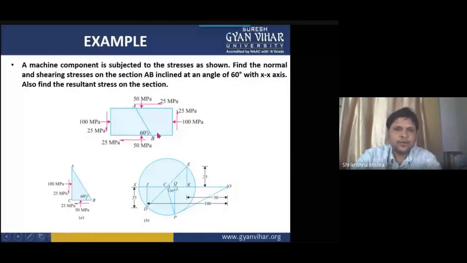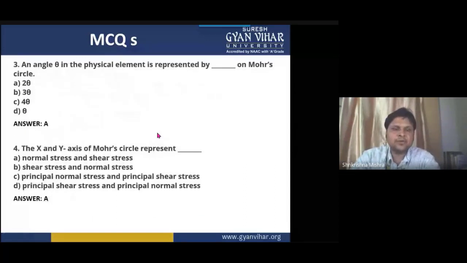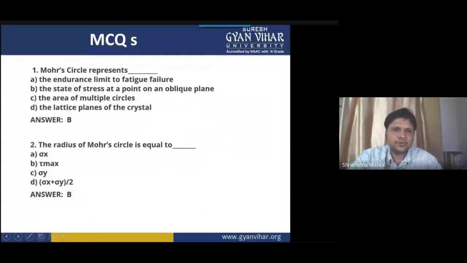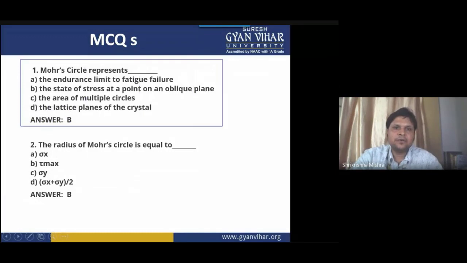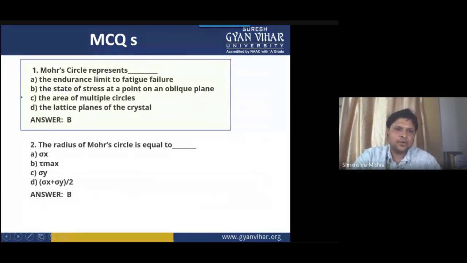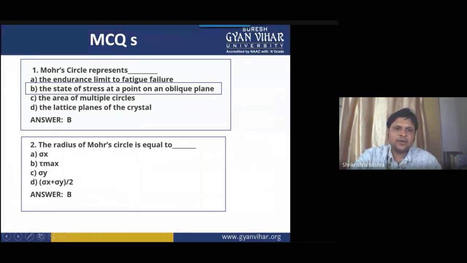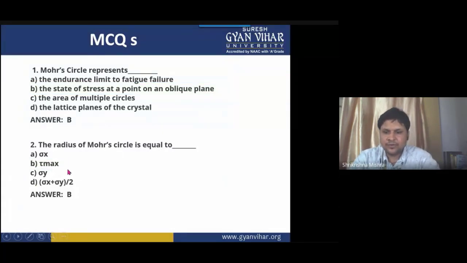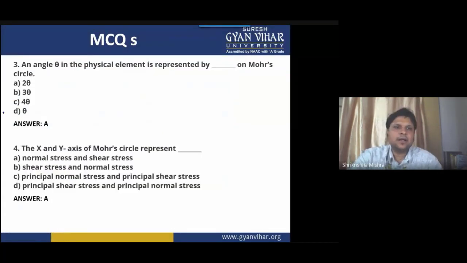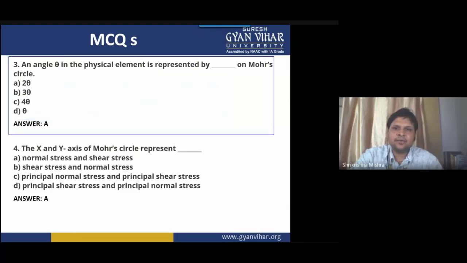So I hope you have understood each and everything which I have told you in today's lecture. Now we will solve some multiple choice questions. These are the multiple choice questions, students. First question is saying that the Mohr circle represents, we all know that Mohr circle represents the state of stress at any point on an oblique plane. Then the second question, the radius of Mohr circle is equal to, we all know that radius of Mohr circle gives you the value of maximum shear stress. Moving into the third MCQ, angle theta in the physical element is represented by, we all know that in Mohr circle we take the double value of theta, 2 theta.